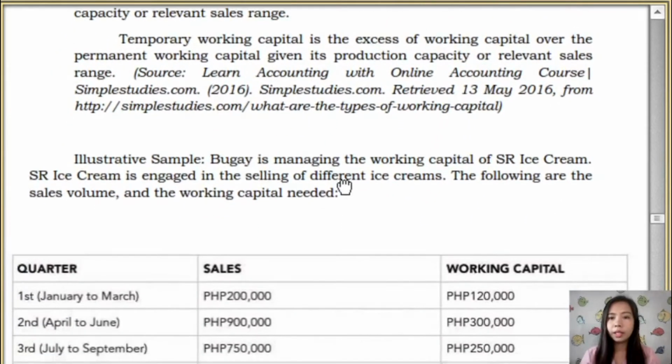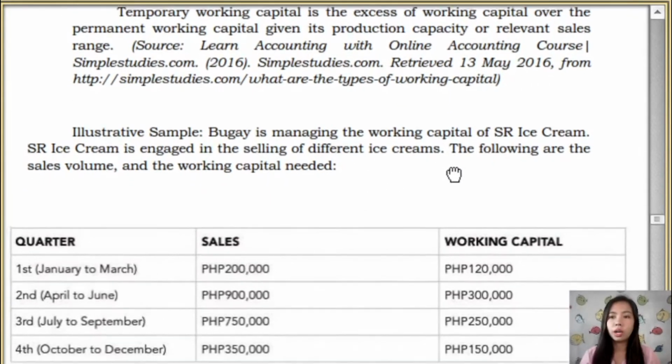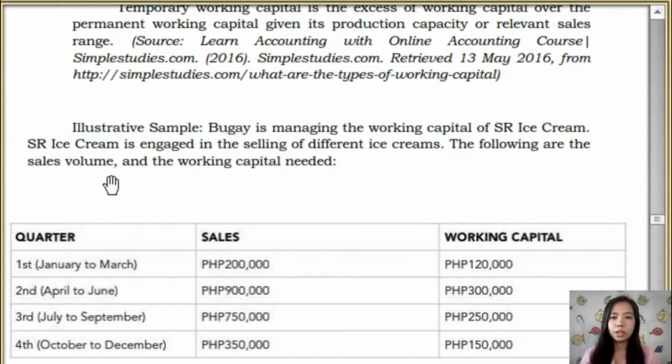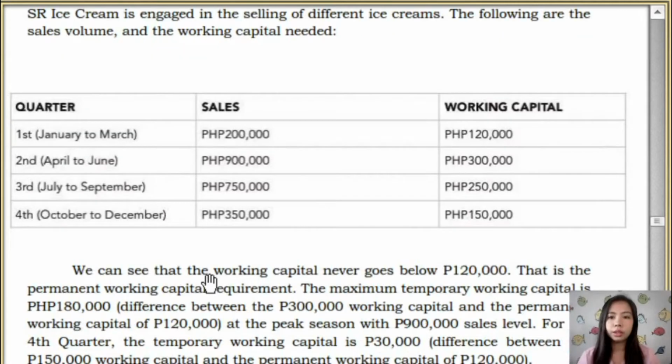So, you have here, Bugay is managing working capital of SR Ice Cream. Okay, SR Ice Cream is engaged in selling of different ice creams. So, here are the sales volumes. From January to March, ang sales niya ay 200,000 pesos. Working capital niya is 120,000. Second quarter, 900,000 sales and 300,000 working capital. Third quarter, 750 and working capital niya is 250. Fourth quarter, 350 and 150.